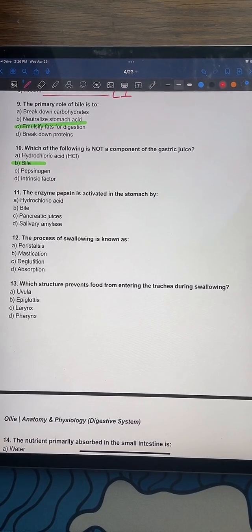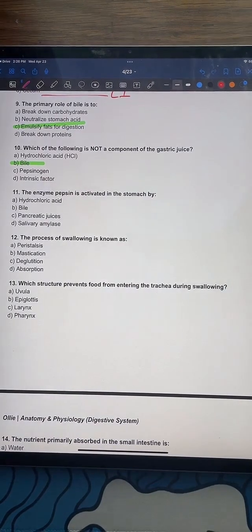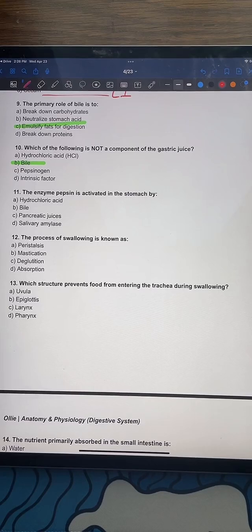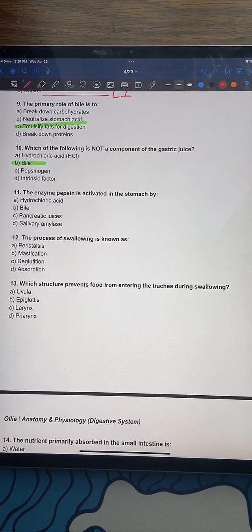Does that make sense, everybody, for number 10? Is my live back up? Just one sec. Dang it. Is my live back up? Hold on one sec.